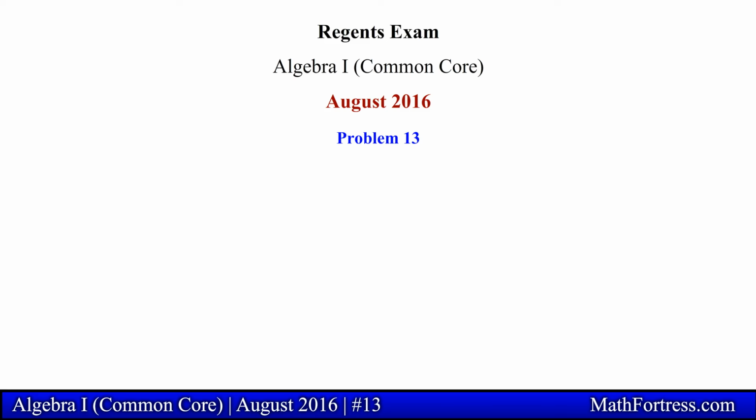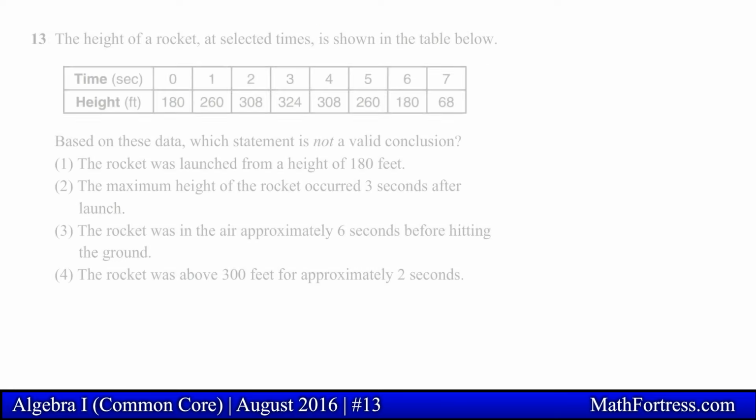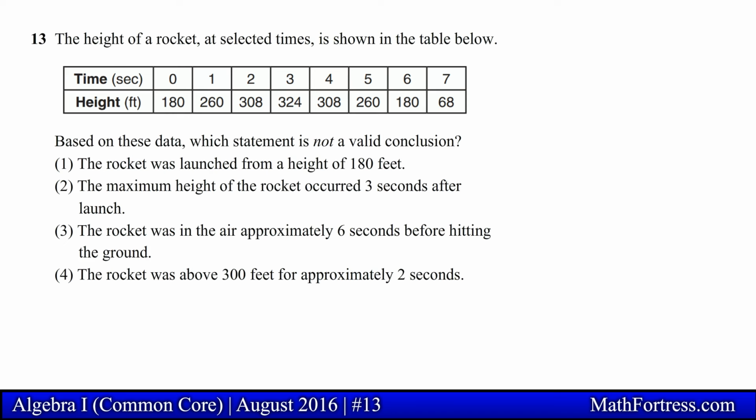Regents exam, Algebra 1, August 2016, problem number 13. The height of a rocket at selected times is shown in the table below. Based on these data, which statement is not a valid conclusion?